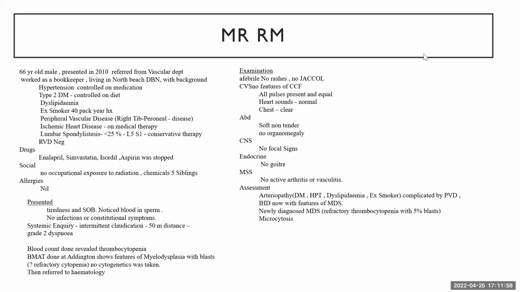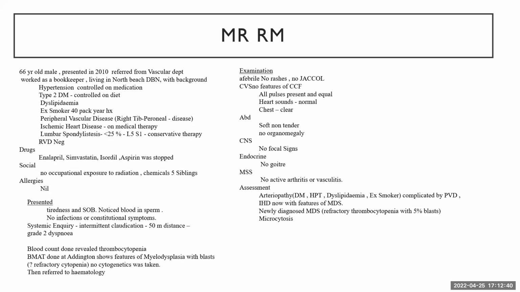So the first patient that we have is Mr. RM, who is a 66-year-old male who presented in 2010, was referred from the vascular department. He had worked as a bookkeeper living in North Beach in Durban, and with a background of hypertension, controlled on medication, type 2 diabetes, controlled on diet, dyslipidemia. He was an ex-smoker with a 40-pack-year history, also peripheral vascular disease with the right tibioperoneal disease, ischemic heart disease, and also lumbar spondylosis with less than 25% at L5-S1, and he was RVD negative.